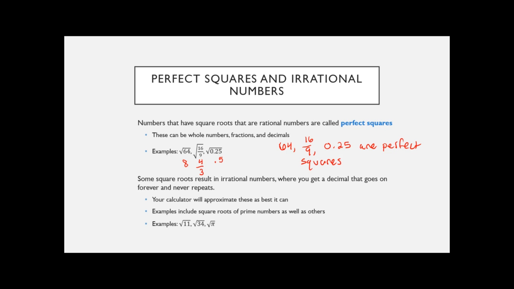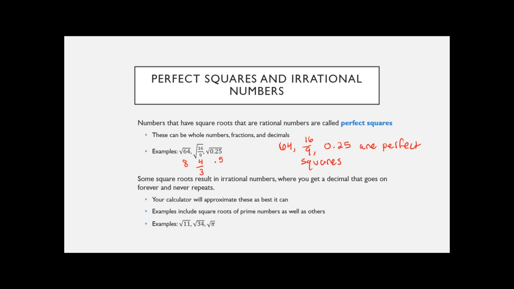Now, there are square roots that don't give you rational numbers. They give you irrational numbers, which means the decimal goes on forever. And actually, most square roots are not rational. Most of the time, they're irrational numbers. And you have to use your calculator if you're going to approximate it. You can't really find it by hand. So your calculator will give you an approximation. It will give you tons of decimal places.